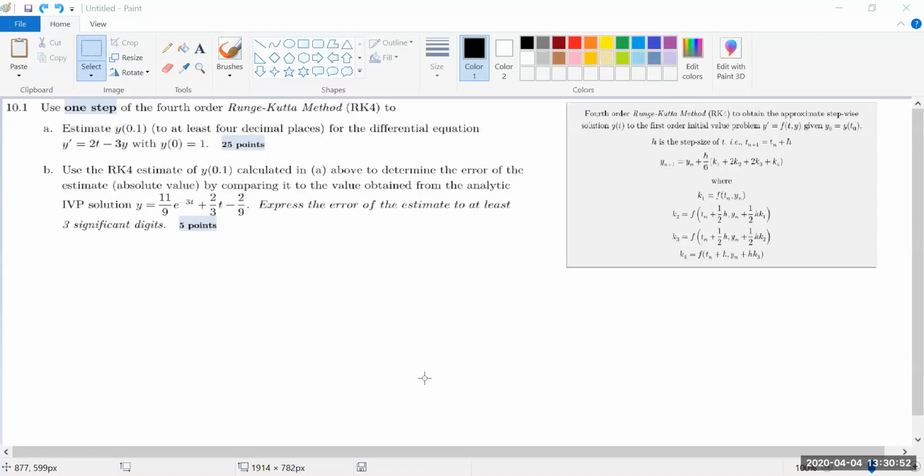So this is 10.1b. And yeah, we'll just get into it.